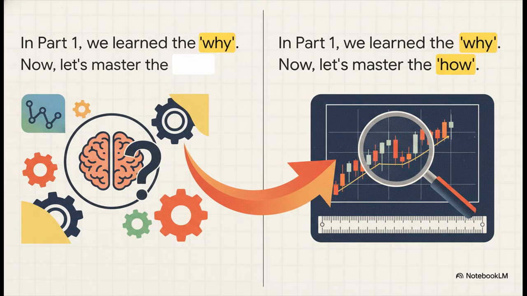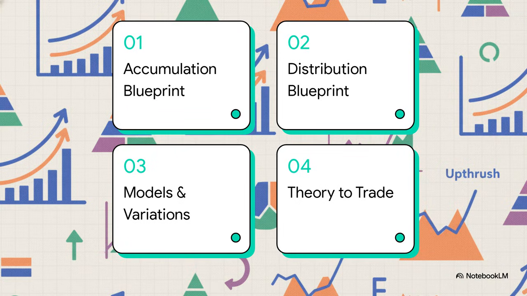So yeah, in our last explainer, we covered the core laws, the philosophy. Now we're taking that crucial next step. We're breaking down the visual patterns that literally signal when large interests, the smart money, are getting ready for a huge market move. Here's our game plan for today.